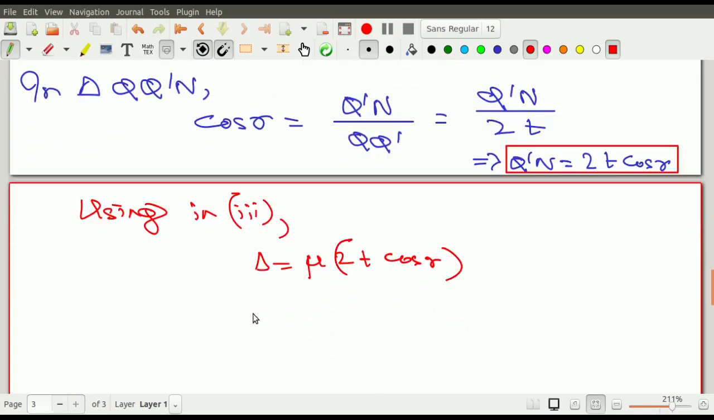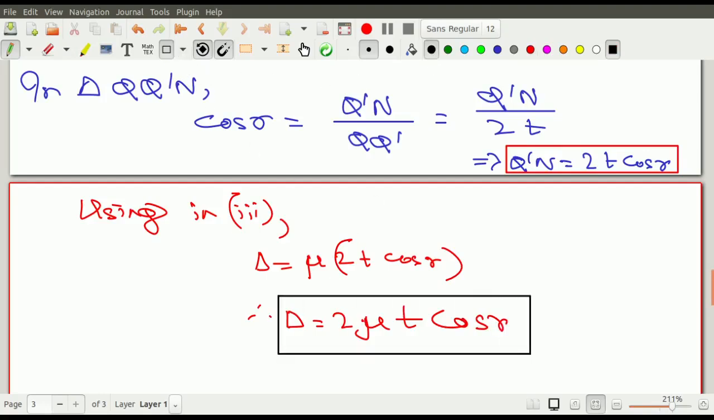Okay, so finally this delta is now in terms of the known parameters: twice mu t into cosine of r. All these parameters are now known to us. The refractive index of the medium that is selected by us, the thickness of the medium that is selected by us, and the cosine of r, which you can calculate from sin i by sin r equals mu. You know mu.